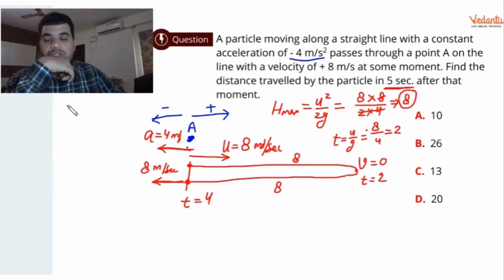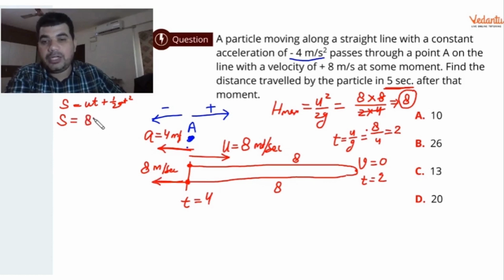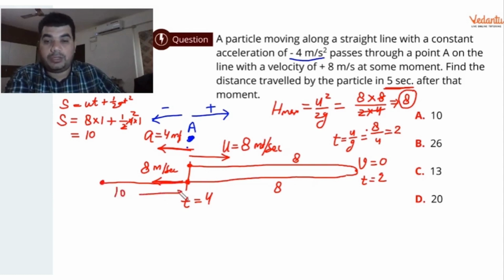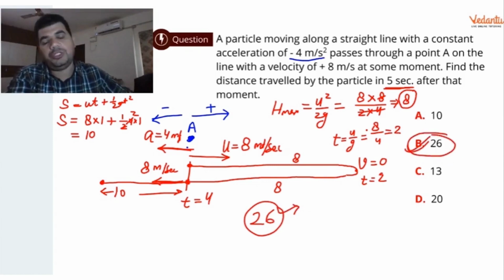Now 1 more second. For that 1 more second you can apply the formula S is equal to ut plus half at square. S is what you have to find. U is 8, so 8 into time 1, and plus, not minus, because both are in the same direction, plus 1 by 2, acceleration 4, and time 1, and 1 square is 1. So 8 plus 2 is 10. It would move 10 meter more from here. So the distance is 8 plus 8 plus 10, how much? 26. Just check the options. Yes, we have 26, so that is the correct answer. I hope you can apply the formula very easily here.